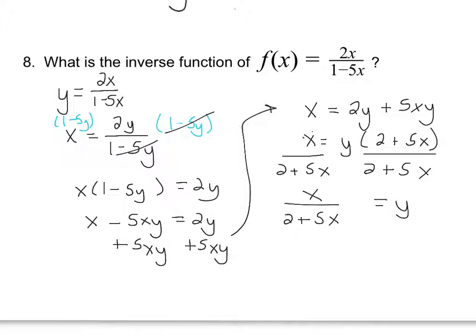And so not only is that y, but what we've just found is we've found f inverse. So this function is our inverse function. So if I were to graph both of those functions on the same grid, they should be symmetric to the line y equals x.